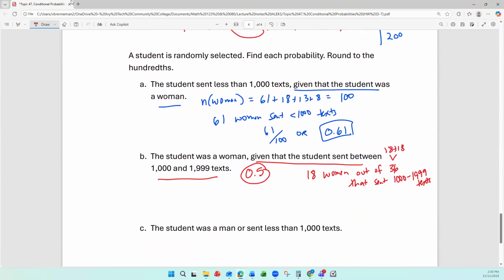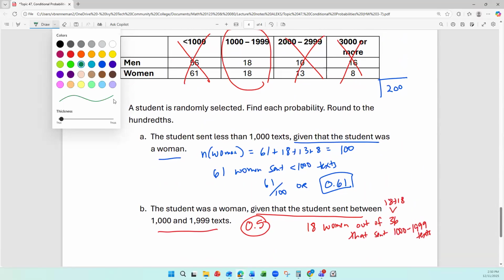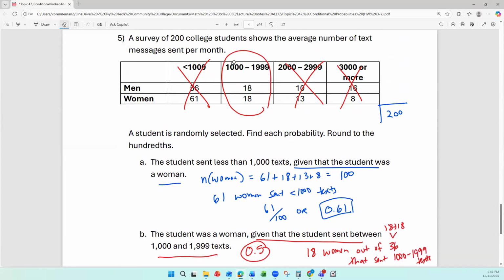Then next one, the student was a man or sent less than 1,000 texts. So this is now not a conditional. It's going to be out of the 200 total. So was a man, that means all of these are included. If we grab that student and the student is a man, doesn't matter how many texts they sent, we want to talk to them.